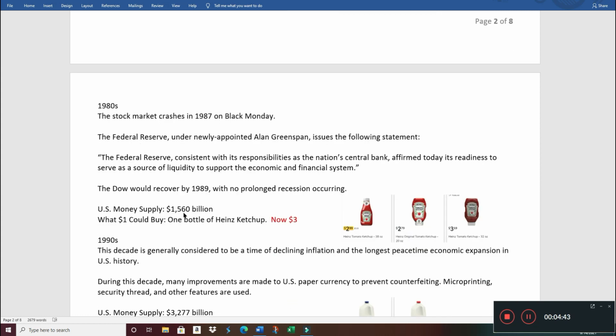1980s, the money supply hit 1.5 trillion, and you could buy 1 bottle of Heinz ketchup. Doesn't tell you the size. So it probably was 16 ounce. Don't really know.